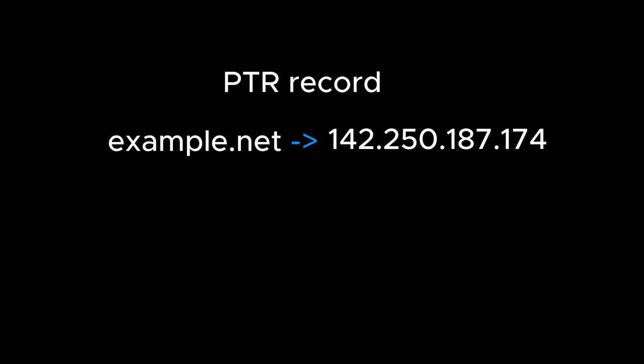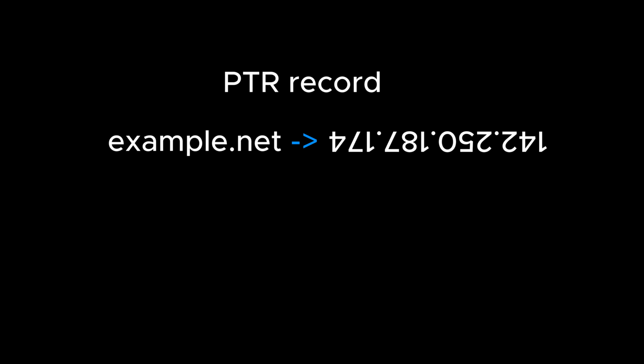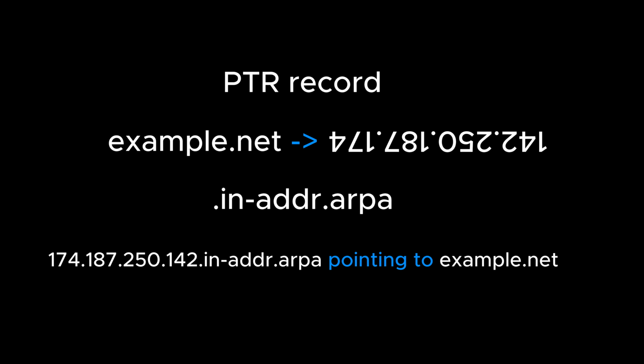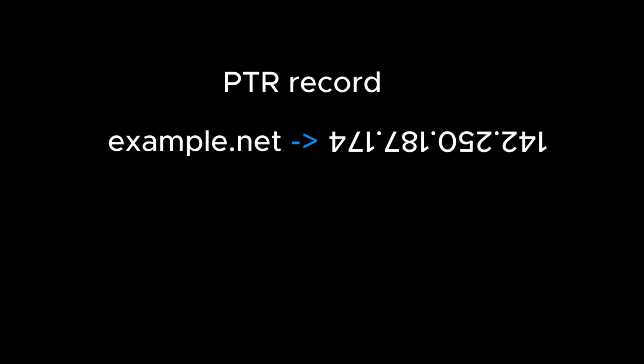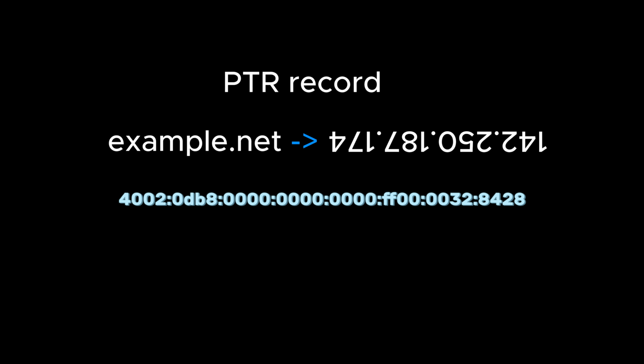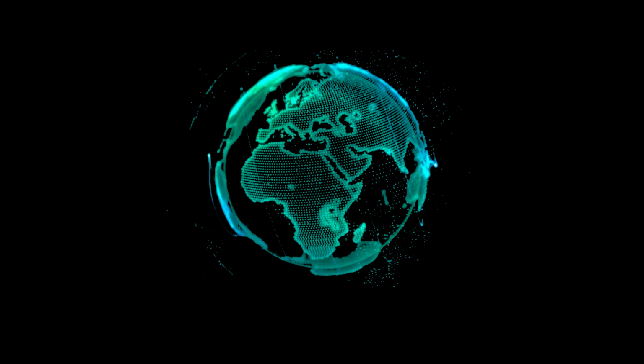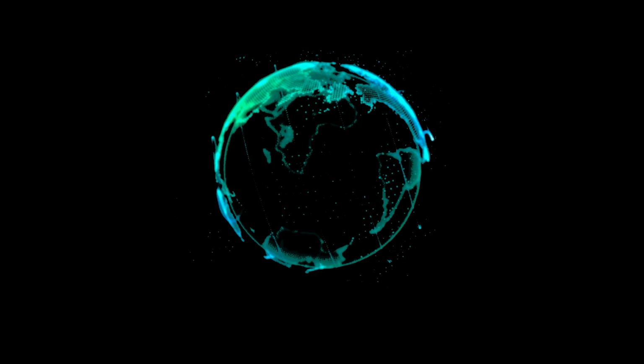Say you need to add a pointer record to your DNS config for example.net, which resolves to 142.250.187.174. To construct this DNS record, you need to reverse the order of groups in the IP address and add a fixed suffix. So your record will look like this and will point to example.net. Well, now try to do the same with your IPv6 address, which is actually this.